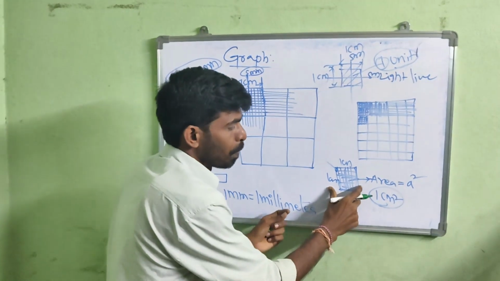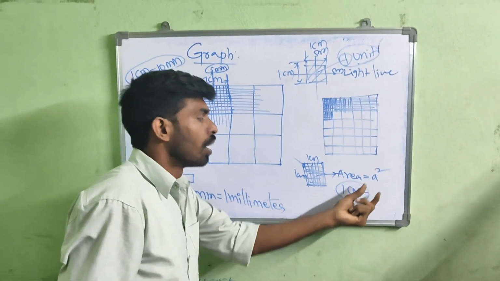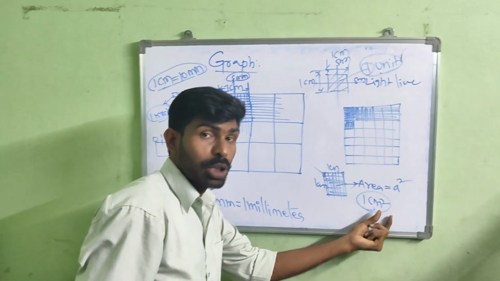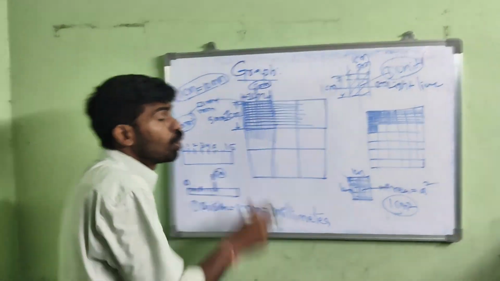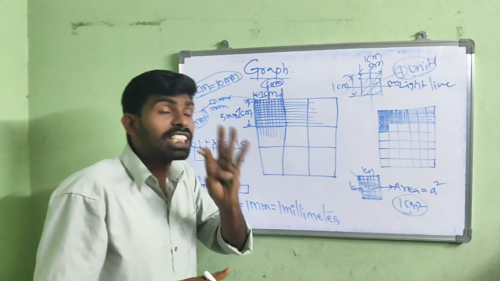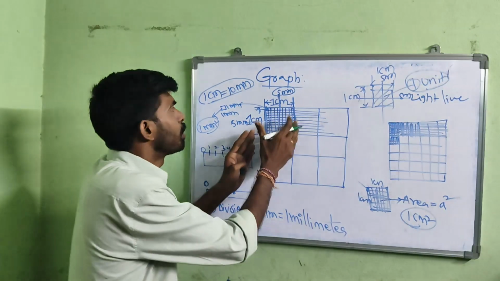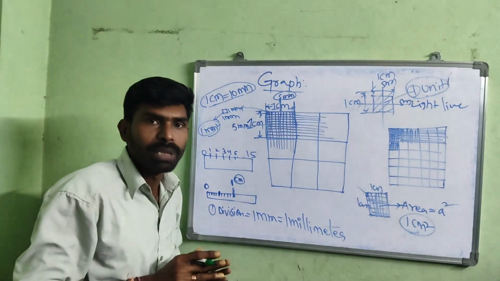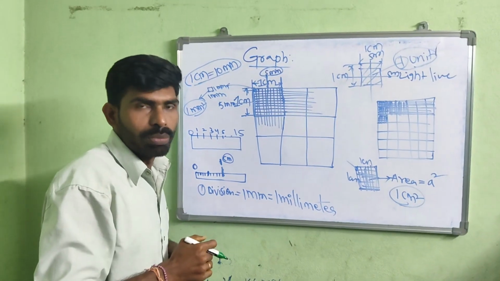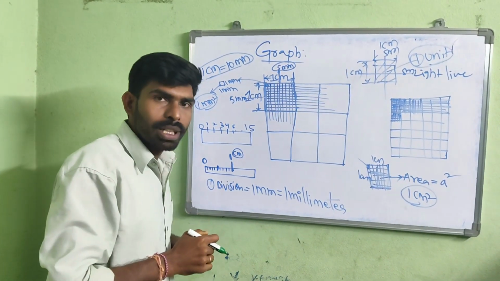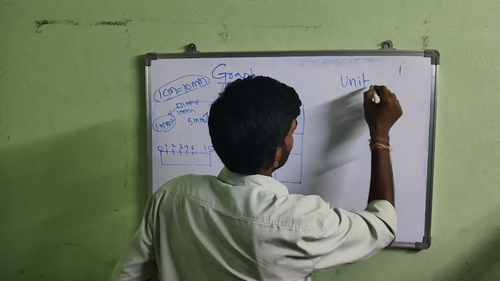For every box, the area of the graph is 1 centimeter square. You need to remember this one. 1 centimeter is divided into a total of 10 divisions. Each division is 1 millimeter. That's why 10 millimeter equal to 1 centimeter. You need to know this before we go to the polynomials chapter. Okay, now unit conversion.